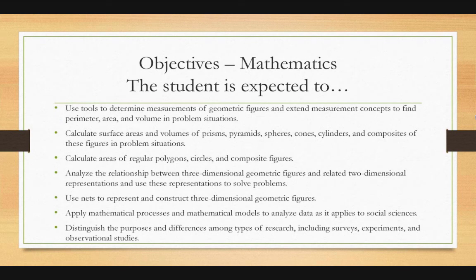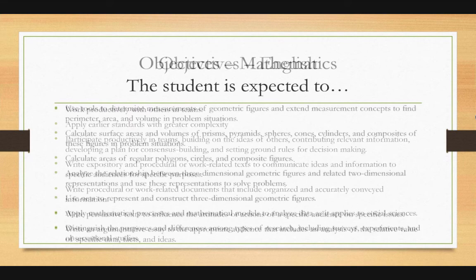The objectives for this PBL include math objectives, as you can see here, including measuring, finding surface area and volume, finding area, analyzing the relationship between 3D figures and 2D representations, looking at nets, understanding nets, and distinguishing the purposes and differences among types of research, including surveys, experiments, and observational studies.